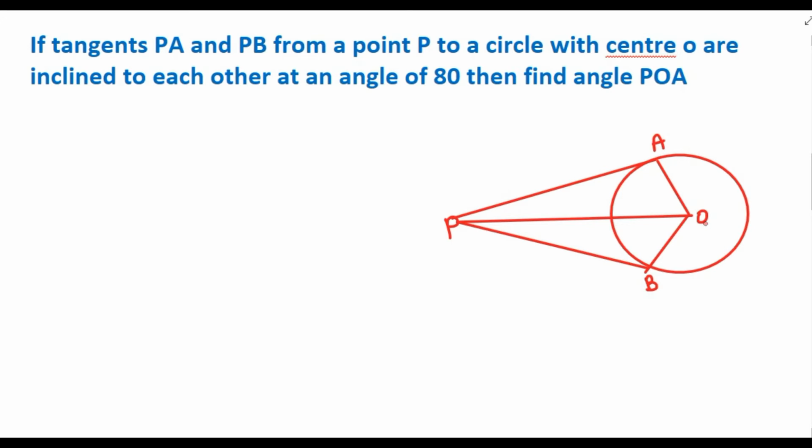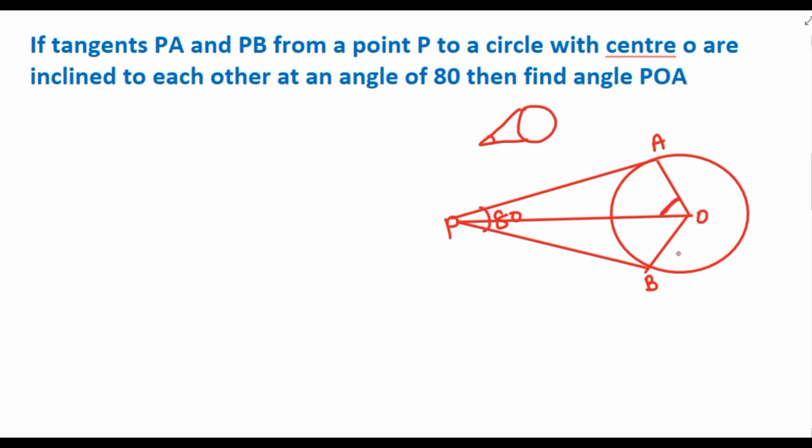Now the next question: if tangents PA and PB from a point P to a circle with center O are inclined to each other at an angle of 80 degree. That means, if you draw this circle and these tangents, the angle between the tangents is 80 degree. We need to find angle POA. Only this much we need to find.